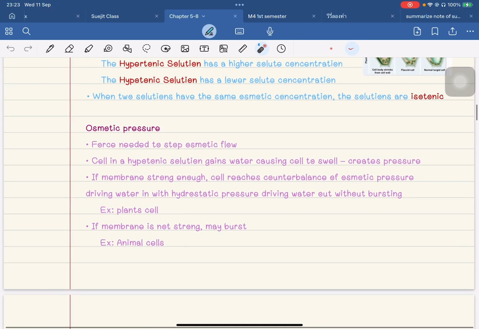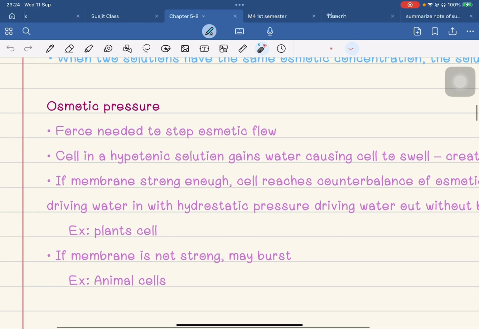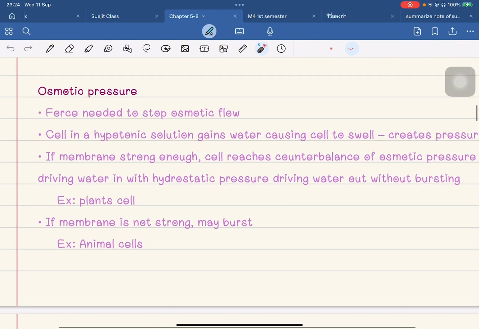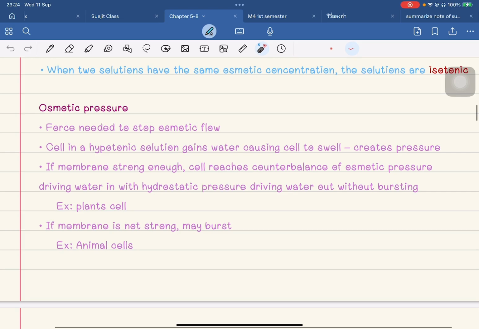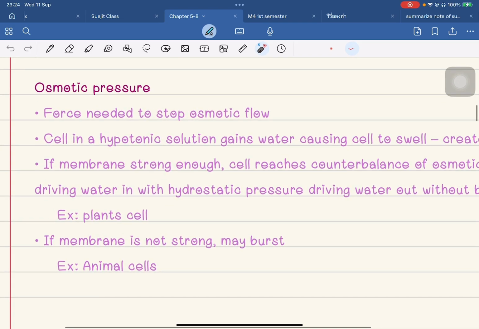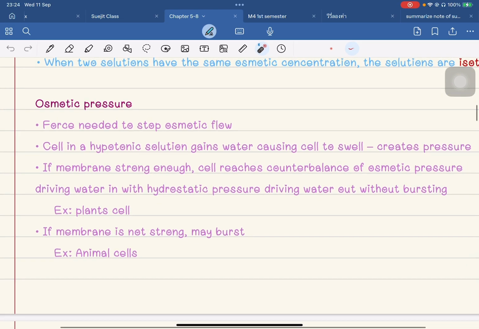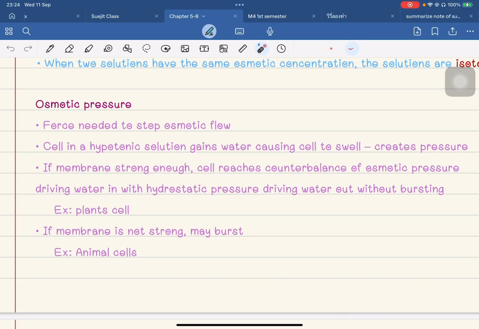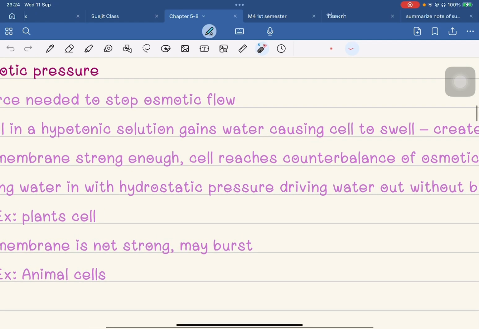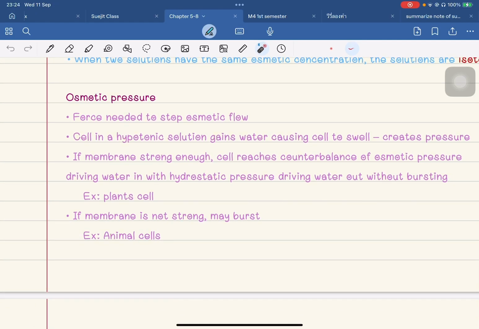Then we have the osmotic pressure. It is the force used to stop the osmotic flow. The cell in a hypotonic solution gains water, causing the cell to swell, and this creates pressure. If the membrane is strong enough, the cell will reach a counterbalance: the osmotic pressure drives the water in, and the hydrostatic pressure drives the water out, without bursting.